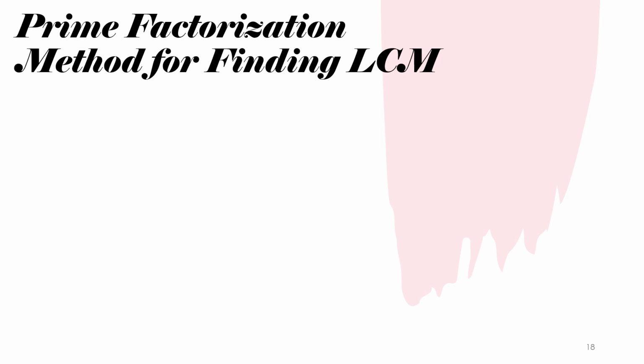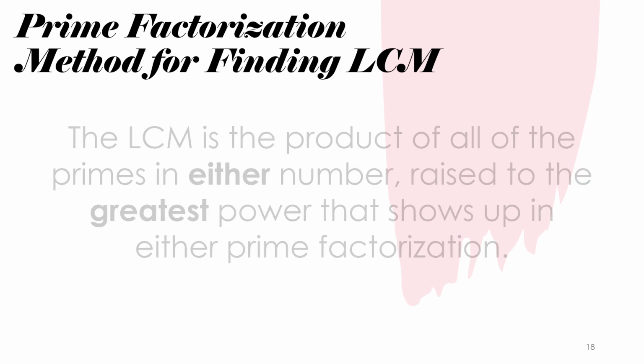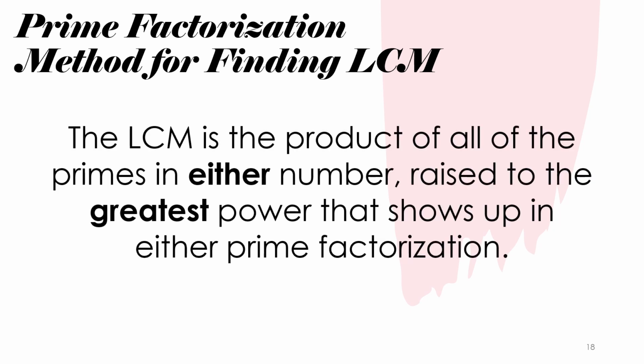Let's start with the prime factorization method for finding the least common multiple. The prime factorization method says the least common multiple is the product of all of the primes in either number raised to the greatest power that shows up in either prime factorization. Again, if you're looking at 2 numbers, suppose that you have their prime factorizations. Let's do a really easy example like we just saw with the emergency preparedness kits.